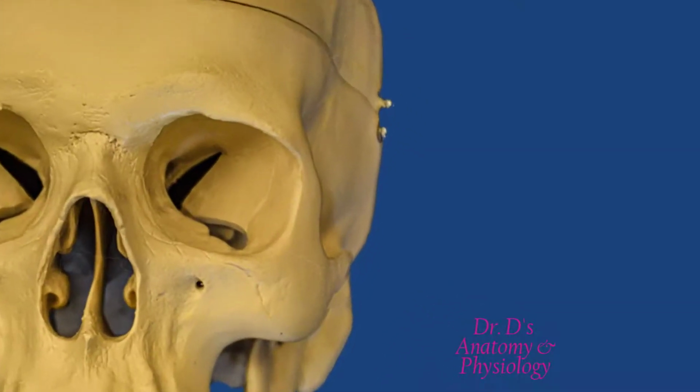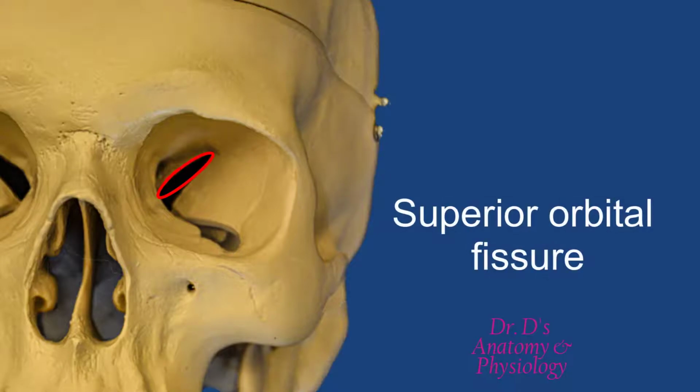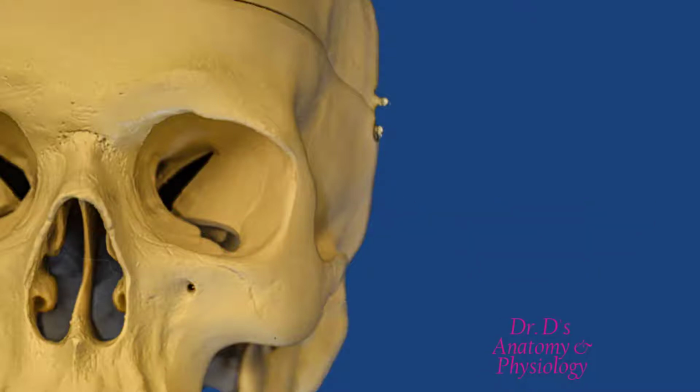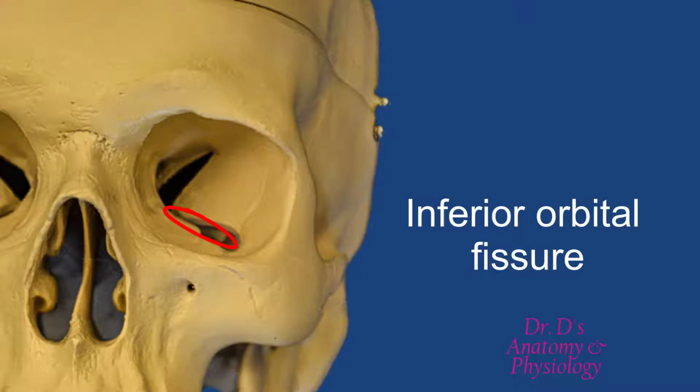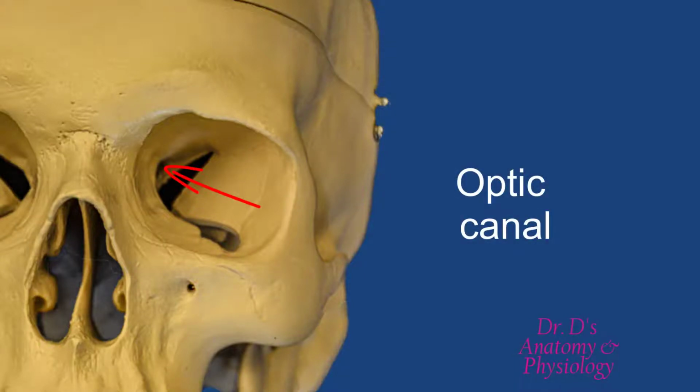Now let's look at the orbit. Let's first consider the openings inside the orbit. You have the superior orbital fissure, which is an opening between the lesser and greater wings of the sphenoid bone. And then between the maxillary bone and the greater wing of the sphenoid bone, you have the inferior orbital fissure. Over here on the medial side of the orbit, there is the opening of the optic canal, through which cranial nerve number 2, the optic nerve, goes through.